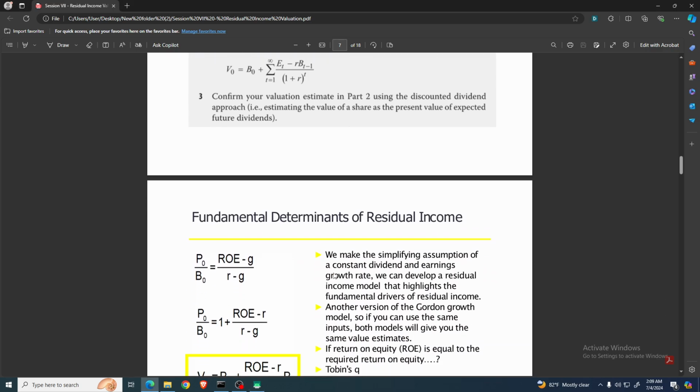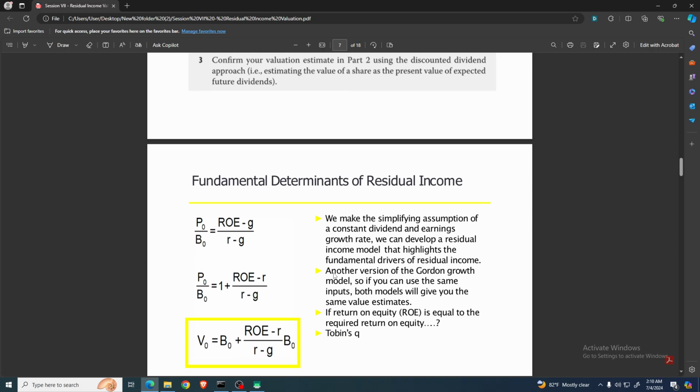Right. And then we come in to discuss the fundamental determinants of the residual income. So here we are going to delve into the core factors that drive residual income and how these factors can be used to value a company. By simplifying certain assumptions, we can leverage models like the Gordon's growth model to estimate the intrinsic value of a company's stock. So we start off with the basic residual income model.